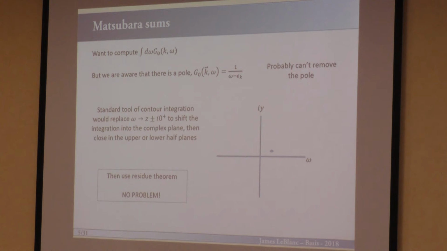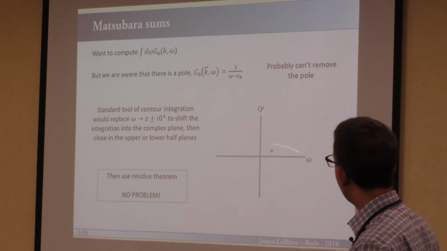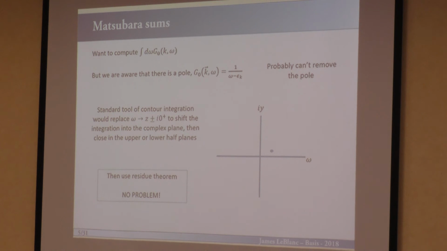Now, in this case, we can't really remove the pole, but we have standard tools of contour integration where we would simply replace the frequency with a complex object plus a small imaginary part shift. And then we do an integral along the real frequency axis and around a contour, either in the upper half plane or in the lower half plane. Here I've flipped the direction of the integration. And then we use what's called the residue theorem. We just count the number of poles inside, and that gives us factors of 2 pi times the residues of those poles. How many of you have used residue theorems? Good. So everyone understands you could do this integral. Everything is all fine and dandy.